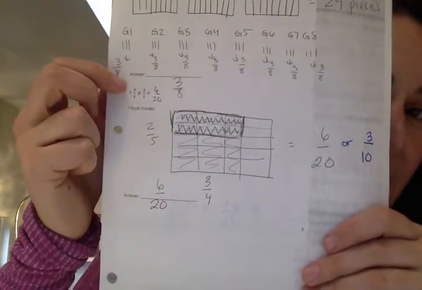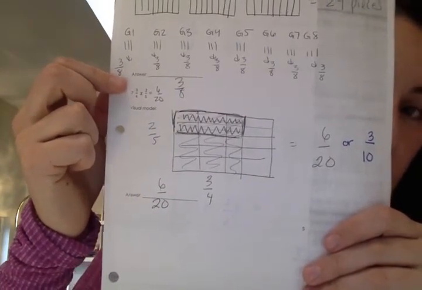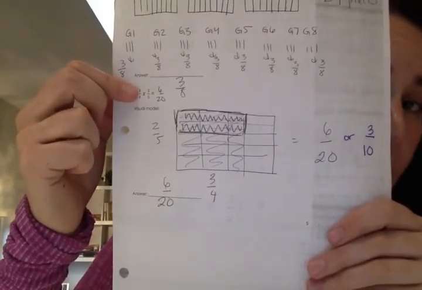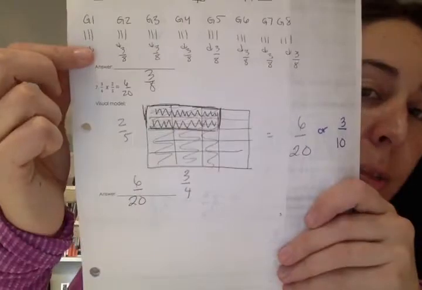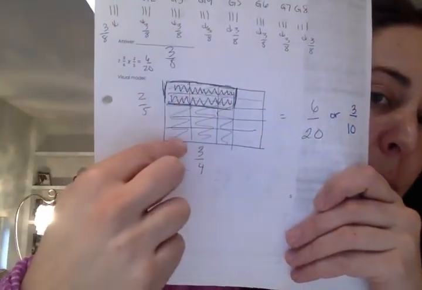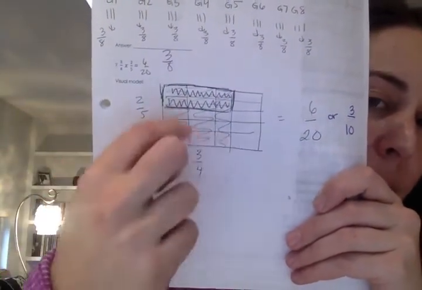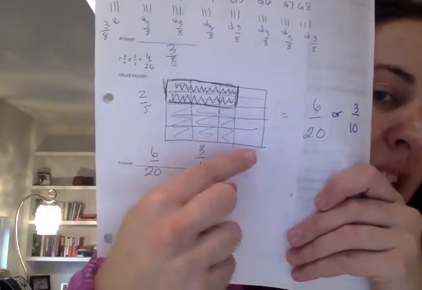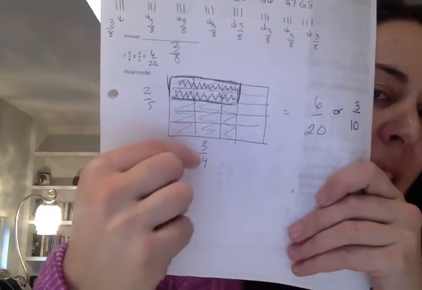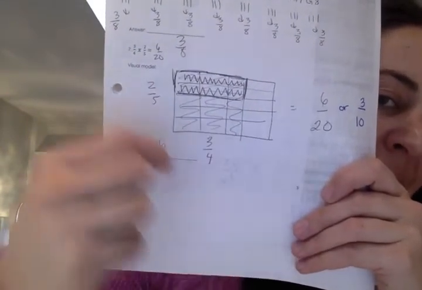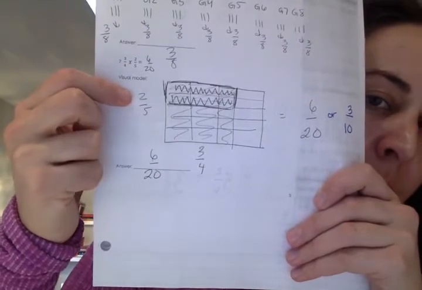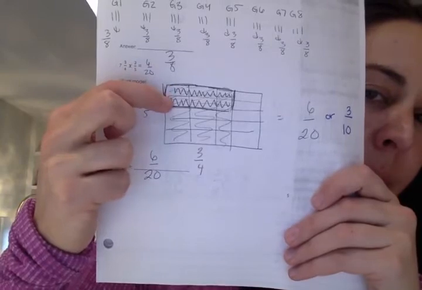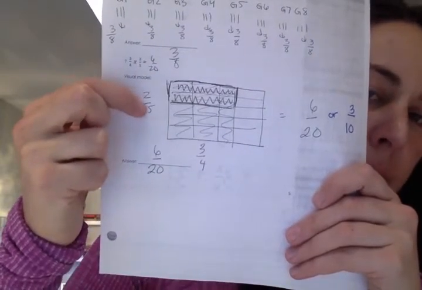2 times 3 gives me 6. 5 times 4 gives me 20. My answer is 6/20. I can also draw a visual model that shows this. I'm going to start with 3/4 because that's my first number. So I divide my box. This box represents a 1 whole. I divide my whole into 4 sections and I shade 3 of them. And I label it 3/4. In the other direction, I break it into 5 pieces and I just shade 2 of them. And I label it 2/5.